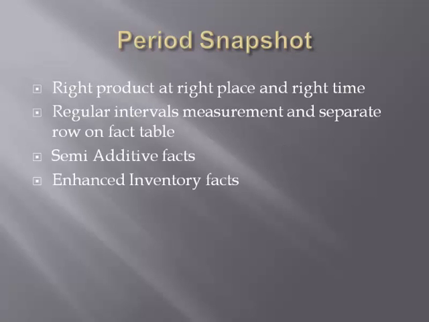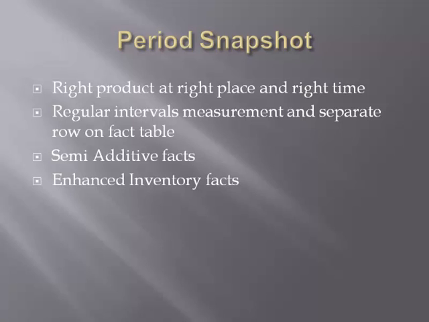Now let's look at each inventory model separately. The first model is the periodic snapshot model. If we provide the right product at the right place at the right time to the customers, from a retailer's perspective, it would minimize and reduce the inventory carrying cost, which means the cost of the inventory carrying would be minimized and reduced at the retailer level.